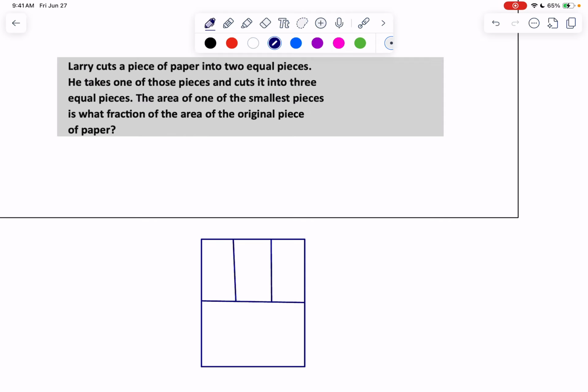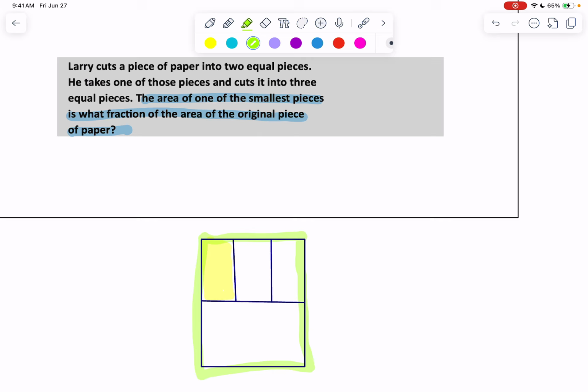The area of one of the smallest pieces is what fraction of the area of the original piece of paper? So they're asking me this little piece here is what fraction of the original piece of paper. Now, you might be able to eyeball this, but let's pretend like we can't. And we can say to ourselves, okay, how do I find this?